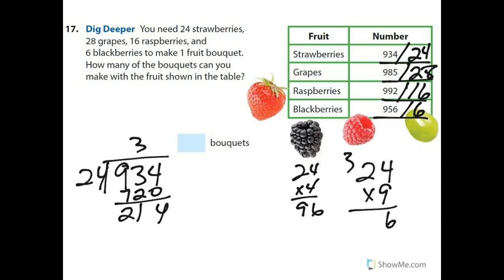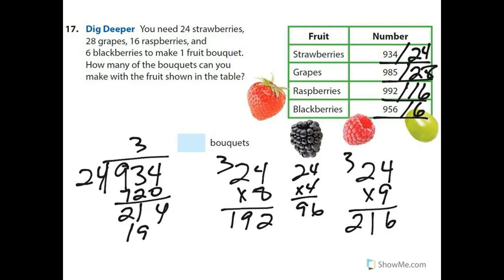24 times 9. Oh, I know it's going to be too much. 9 times 2 is 18. 18 plus 3 is 21. Oh, wait, 216. That's too much, yeah. So I know it's going to be 8. 24 times 8. So we get 8 times 4 is 32. 8 times 2 is 16. 16 plus 3 is 19. So 192. So 4 minus 2 is 2. 11 minus 9 is 2.